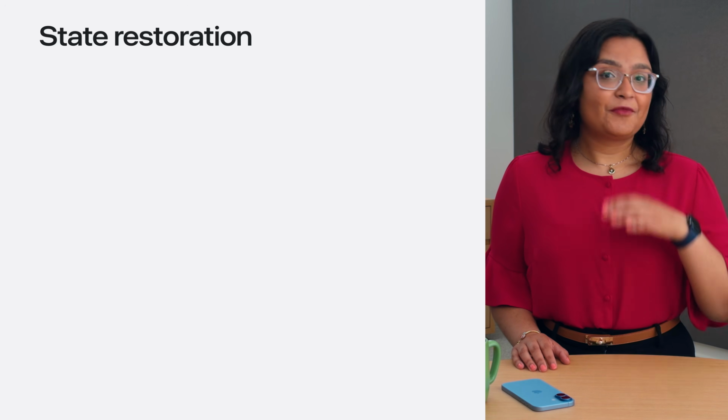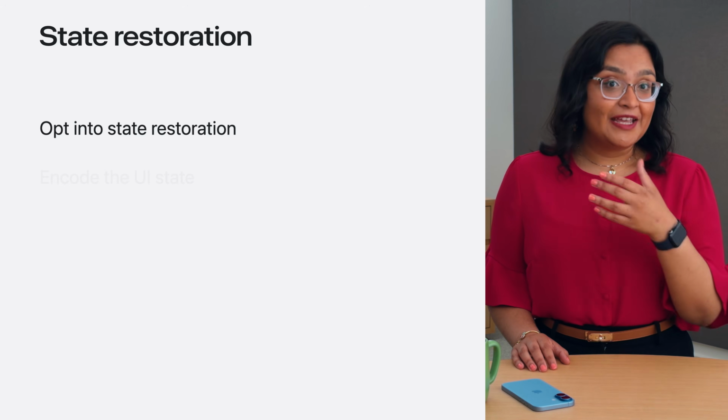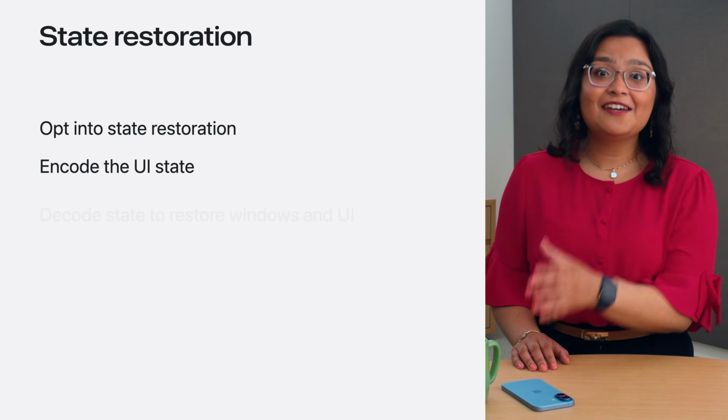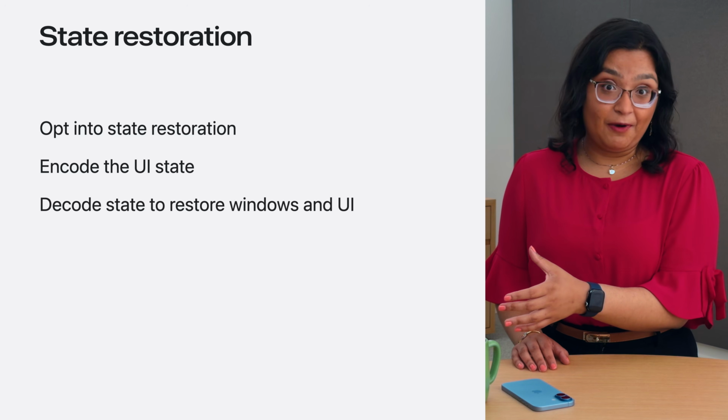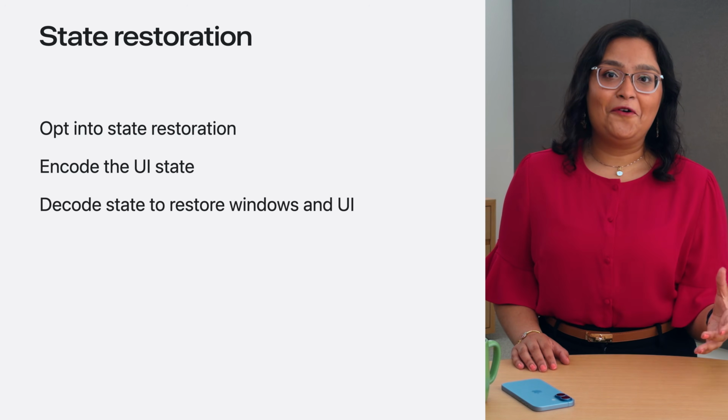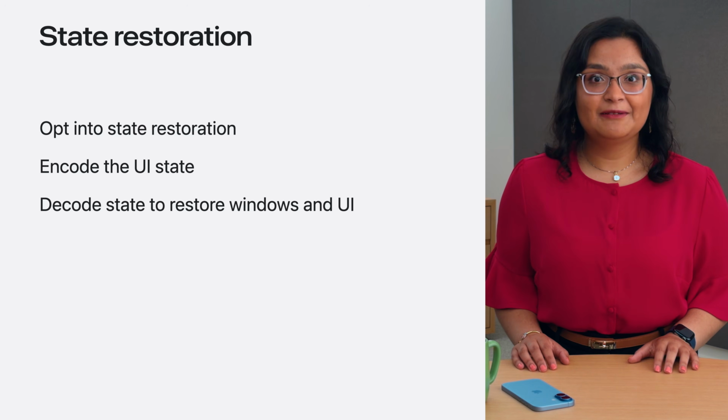With graceful termination handled, the next step is restoration. Use NSWindowRestoration to customize how your app comes back. State restoration requires 3 steps: opting into state restoration, encoding the UI state, and decoding the state to restore windows and UI. I'll go through some code that uses NSWindowRestoration.